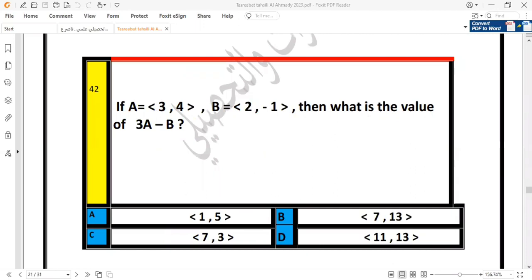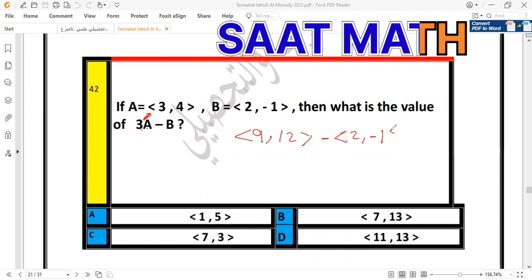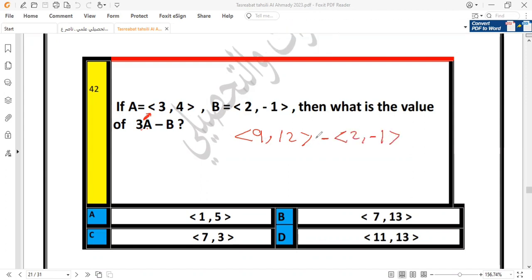Number 42. If A is the vector 3, 4, and B is the vector 2, negative 1, then what's the value of 3A minus B? It asks me to find the scalar multiple first. Multiply by 3 first, so it's going to be 9 and 12, minus vector B, 2, negative 1. So 9 minus 2 is 7, and 12 minus negative 1 is 13. So it's the vector 7 and 13.